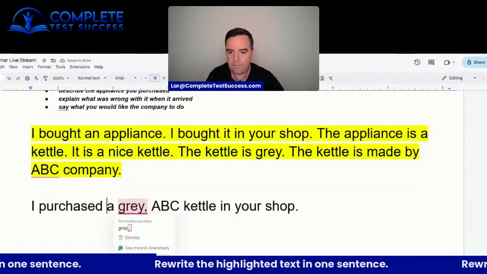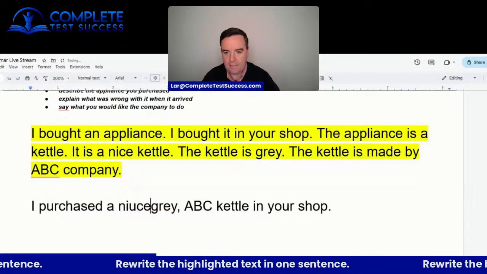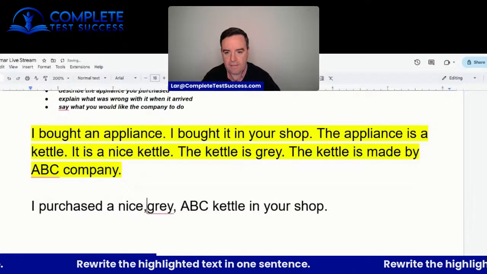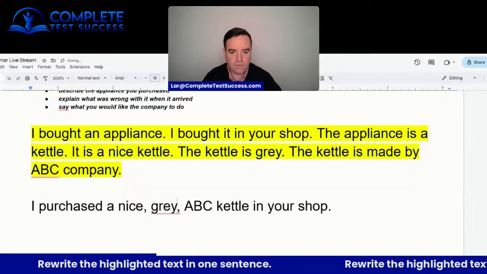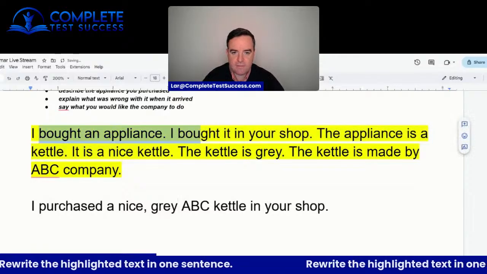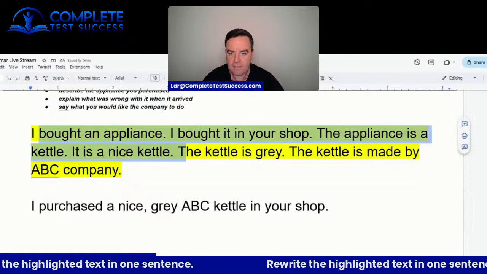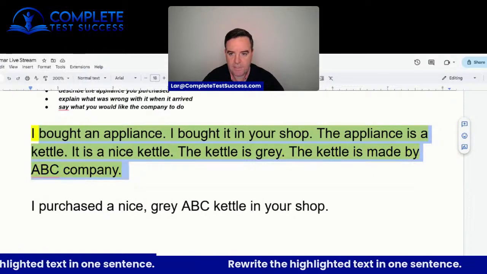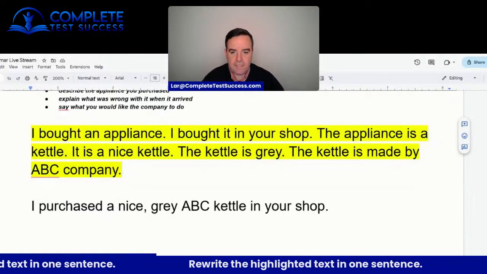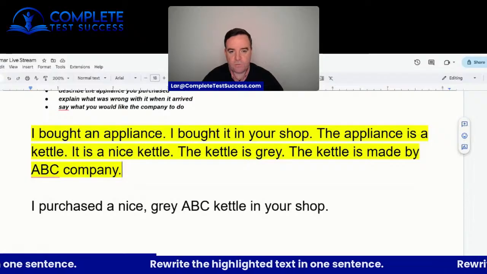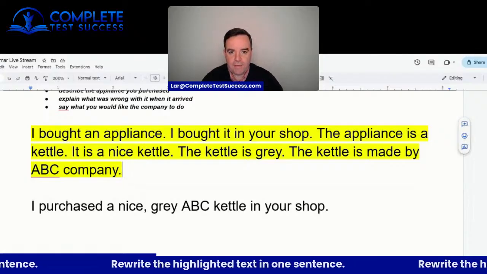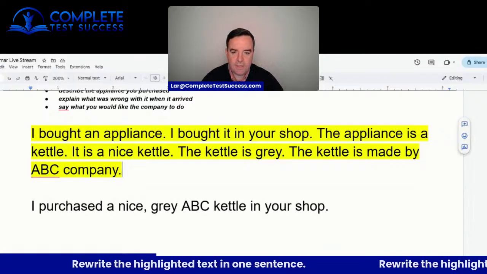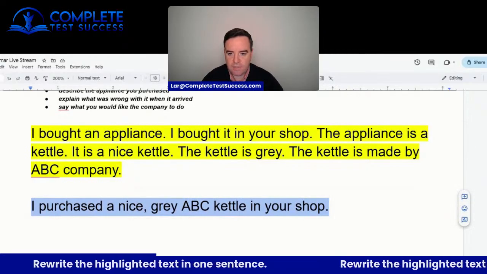Now, we're missing a nice gray ABC kettle in your shop. And is there anything missing? The appliance is a kettle. It's a nice kettle. The kettle is gray. The kettle is made by that. So what you'll find then is, and this is quite typical, where the better someone's grammar is, the more dense the sentence is with information.